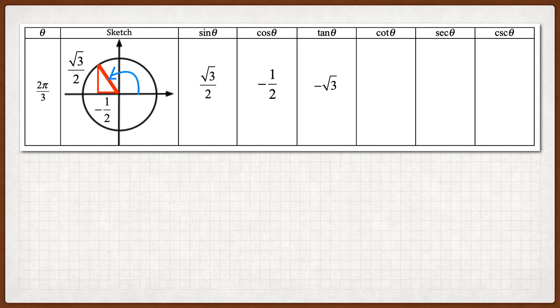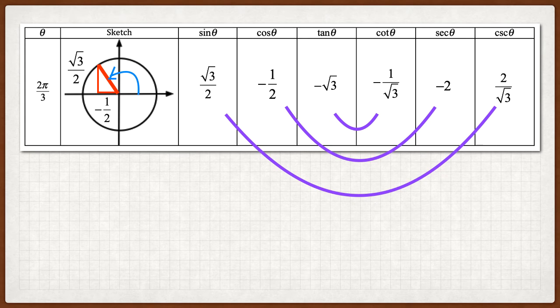If we were asked for tangent, it's the slope, y over x, sine over cosine. The 1/2 factors cancel out. Tangent of 2 pi over 3 equals -√3/1. And if we were asked for any of the rest, well, they're just reciprocals. Cotan is 1/tan. Secant is 1/cosine, and cosecant is 1/sine.